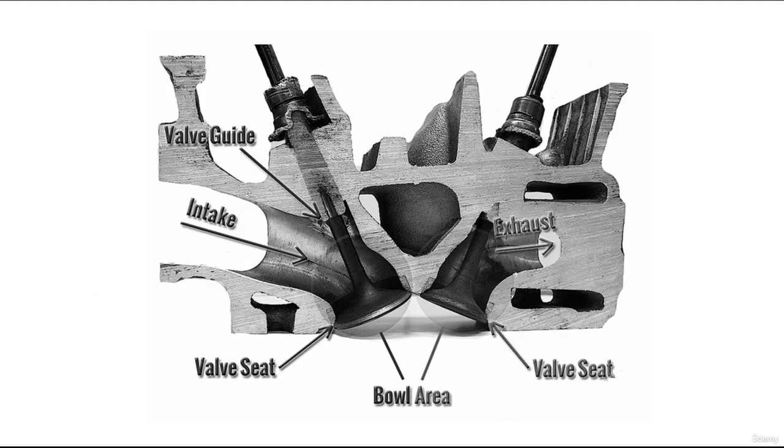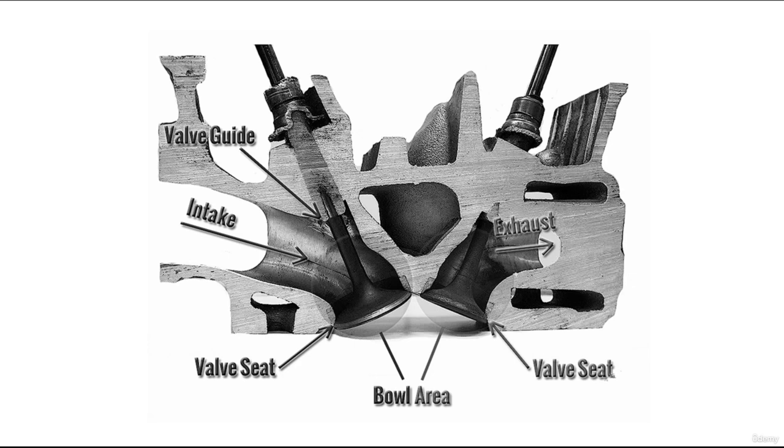And we have ports. Intake and exhaust ports are cast into the cylinder head. One port is normally used for each valve. However, on engines with more than 2 valves per cylinder, the ports for the intake or exhaust valves may be combined, and these ports are called Siamese ports.